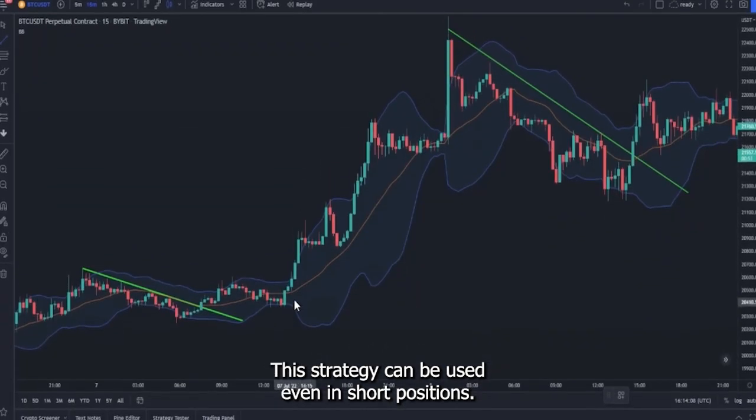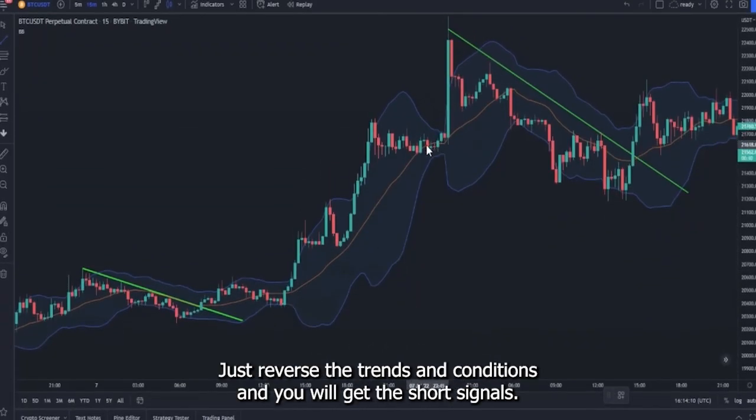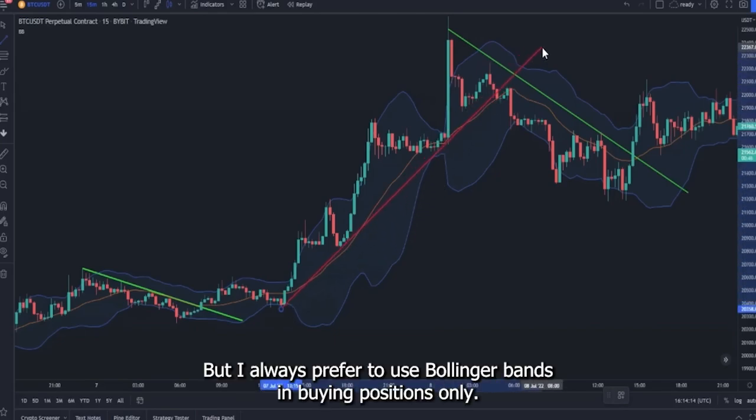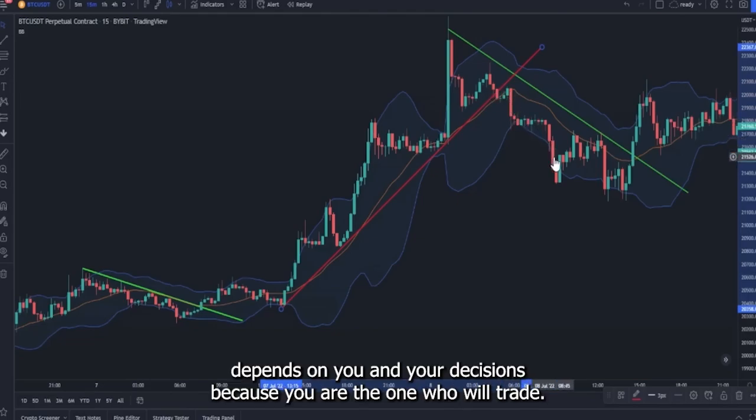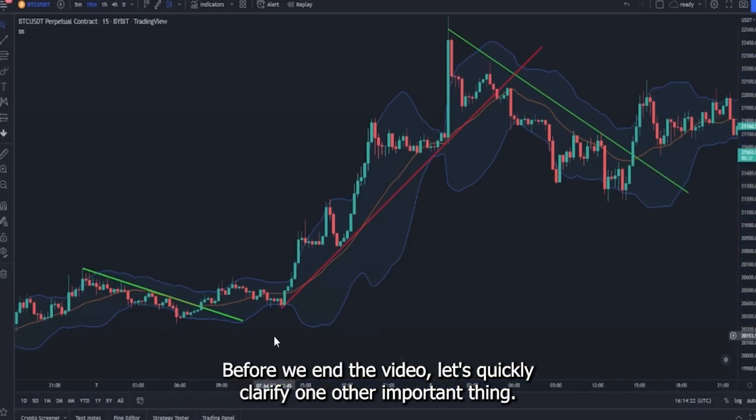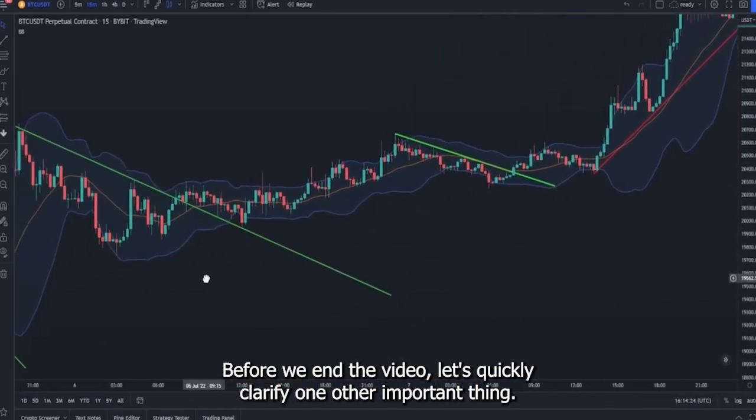This strategy can be used even in short positions. Just reverse the trends and conditions, and you will get the short signals. But I always prefer to use Bollinger Bands in buying positions only. But as we know, trading depends on you and your decisions because you are the one who will trade. Before we end the video, let's quickly clarify one other important thing.